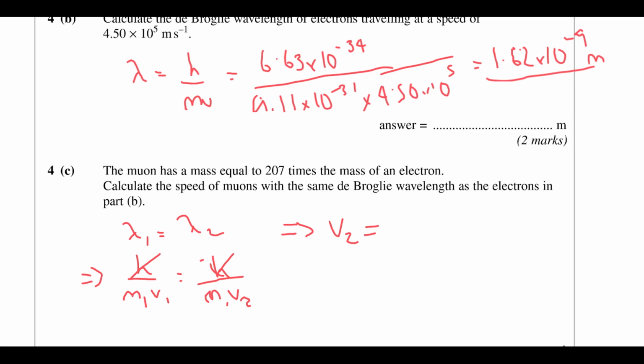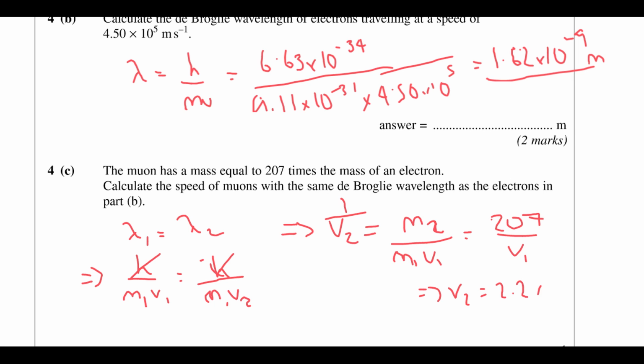So what we can do is we can get v2 in terms of m1 over m2 times v1. We know that m2 is 207 times m1. So let's do that. So its velocity is 4.5 times 10 to the 5. 207 divided by that gives you an answer. So I just realised that's 1 over v2. So flip that answer over, and we end up with v2 is 2.2 times 10 to the 3 meters per second.